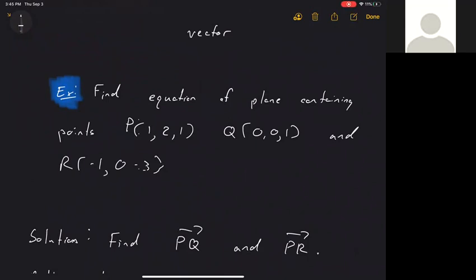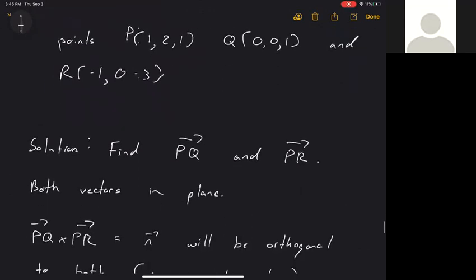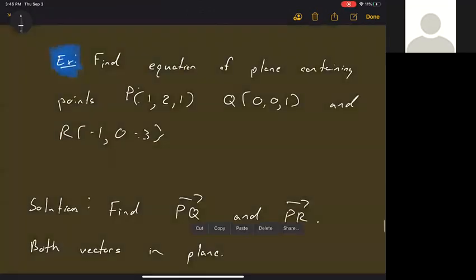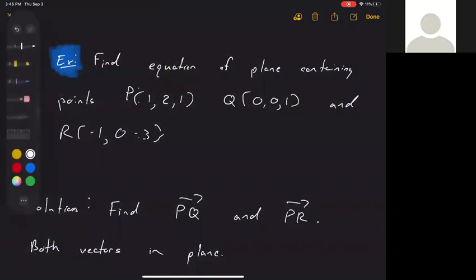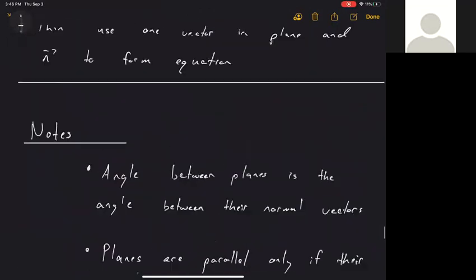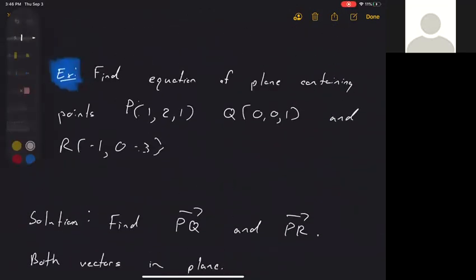Let's say we have a problem where we're told to find the equation of the plane containing these 3 points, P, Q, and R. P is (1, 2, 1), Q is (0, 0, 1), R is (-1, 0, 3). Okay. Well, what we're going to do, and it might help to see a picture real quick. Did I draw a picture? No. Okay, so let's draw a picture real quick.